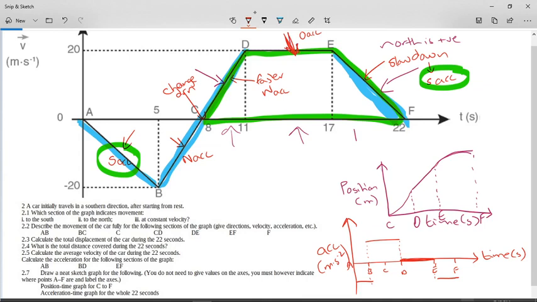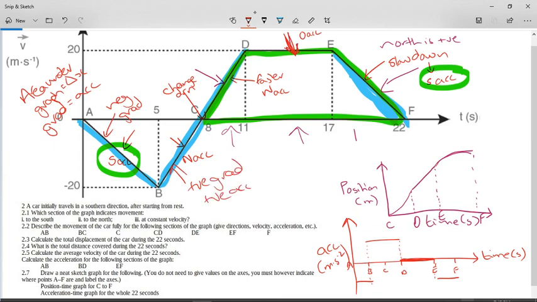So remember, with all of these graphs, that if it's a VT graph, always start out by saying the area under the graph is going to be your displacement, and the gradient is going to be your acceleration. So a negative gradient implies negative acceleration. A positive gradient implies positive acceleration. A 0 gradient means 0 acceleration. And finally, a negative gradient is negative acceleration.